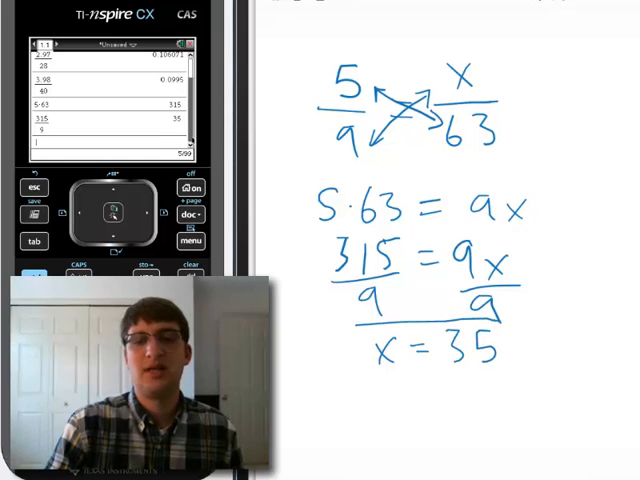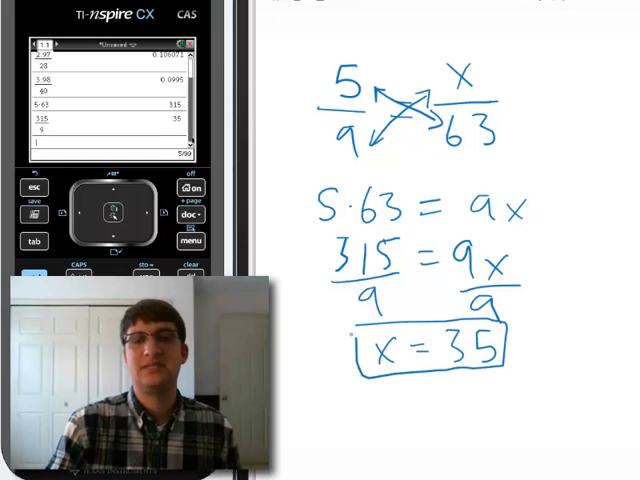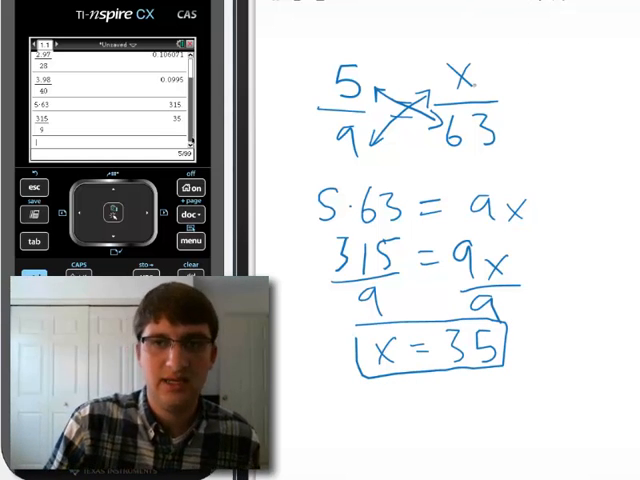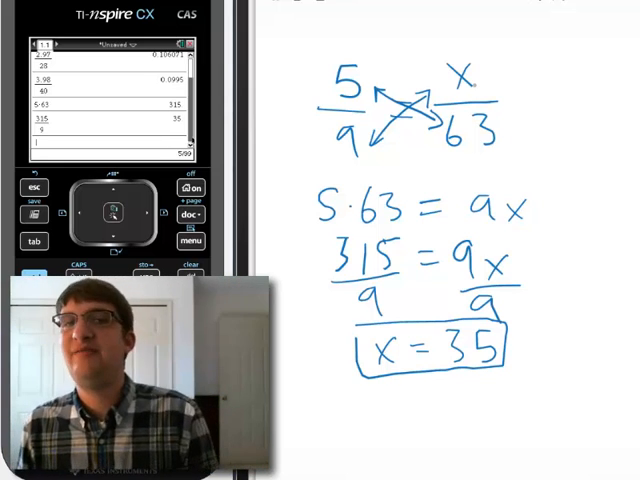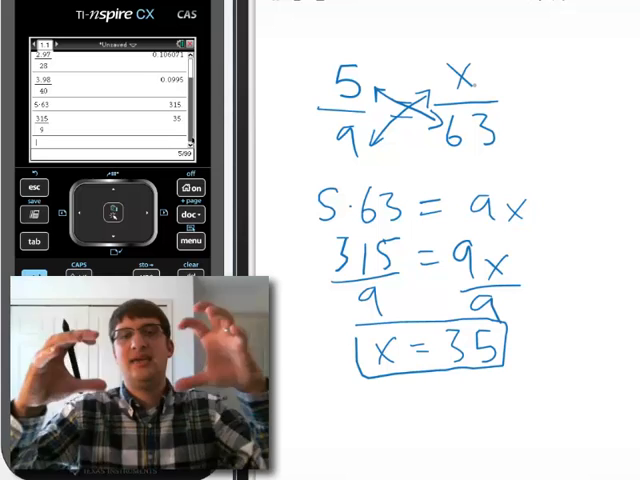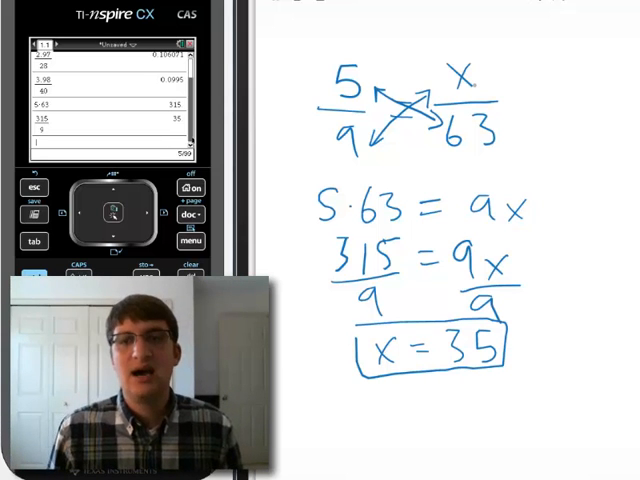So if I were to plug in 35 up top here over 63, that would reduce down back to this 5/9, okay? Kept the same ratio, okay?